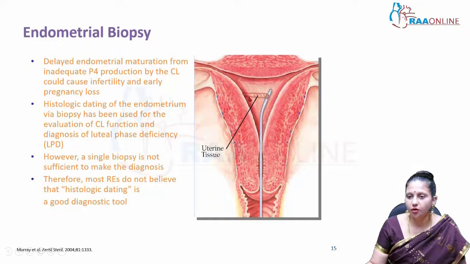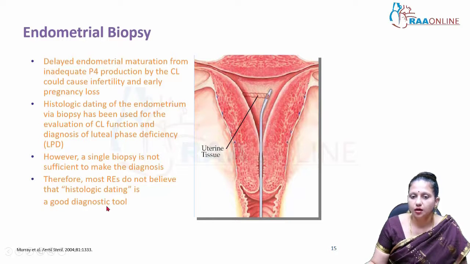So the endometrium may be falling behind by 2 days because the corpus luteum is not secreting enough progesterone, or luteal phase defects can also be diagnosed with the help of endometrial biopsy. This is called as histological dating of the endometrium, and it has been used for evaluation of corpus luteum function. However, a single biopsy is not sufficient. So histological dating is not a good diagnostic tool.